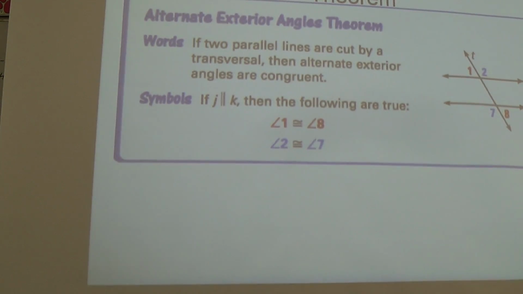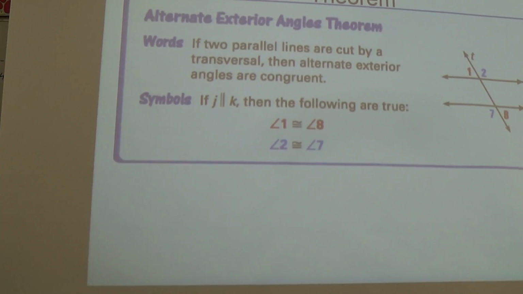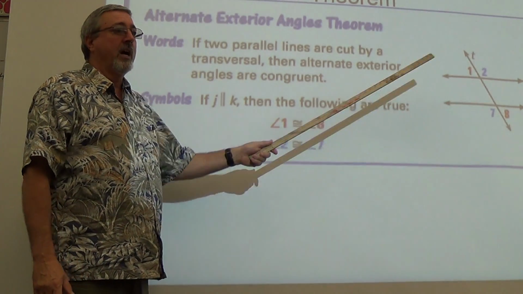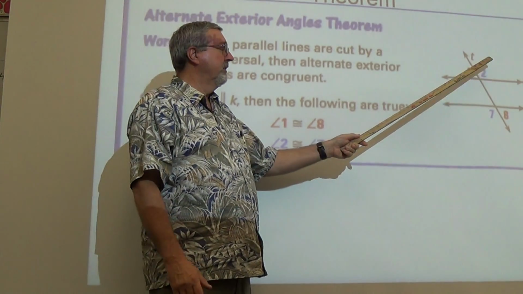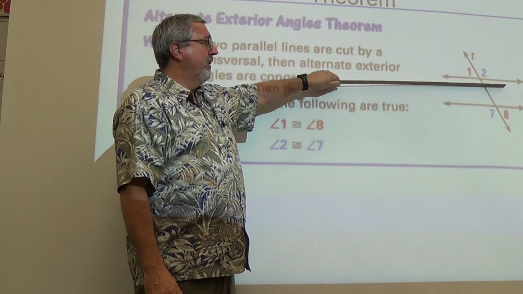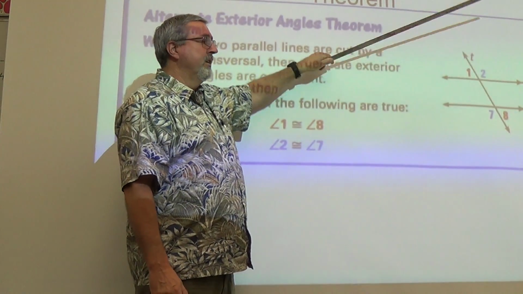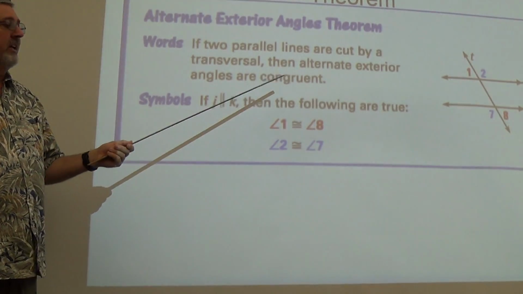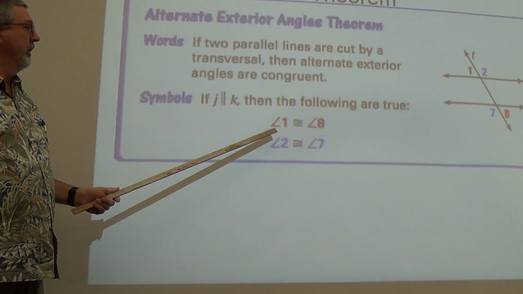Alternate exterior angles theorem. Again, they're on alternate sides of the transversal, on opposite ends of the transversal, and they are exterior. They are outside the parallel lines. So if two lines are parallel cut by a transversal, then alternate exterior angles are congruent.